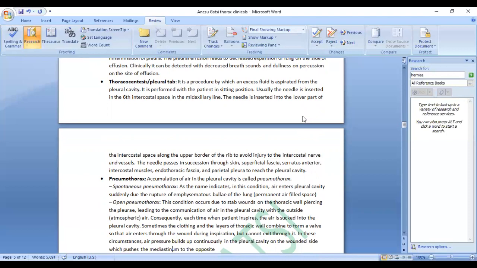Then an open pneumothorax is a condition due to stab wounds on the thoracic wall, piercing the pleura, leading to communication between the air in the pleural cavity and the outside atmospheric air. Consequently, each time someone inspires, air is sucked into the pleural cavity. Then the layers of the thoracic wall and the clothing of that person act as a valve to prevent this air from actually leaving their thorax.